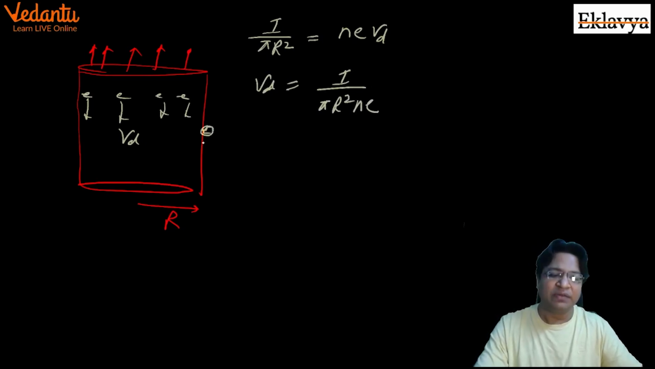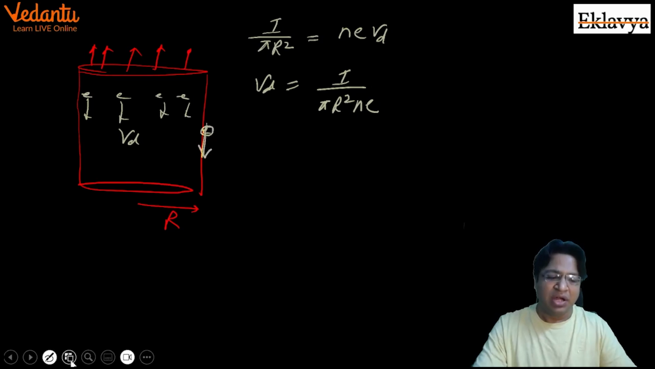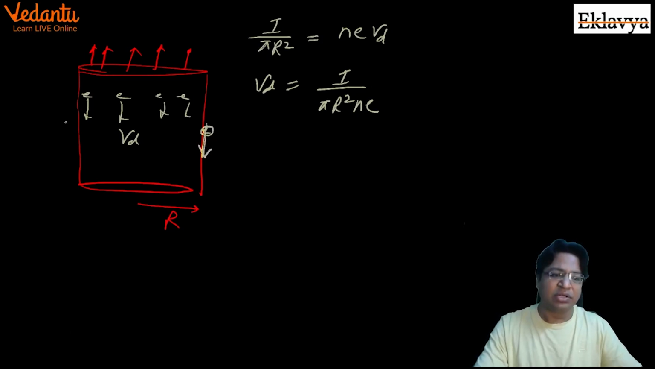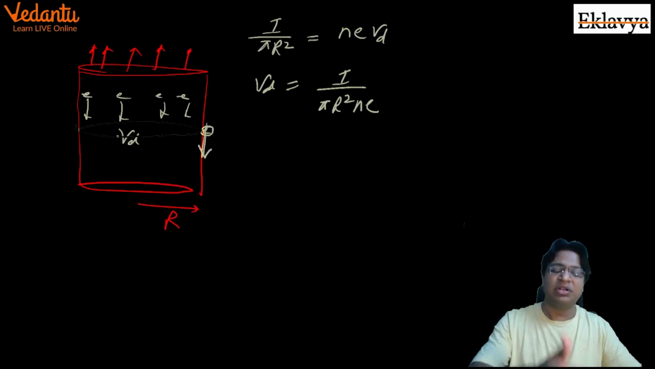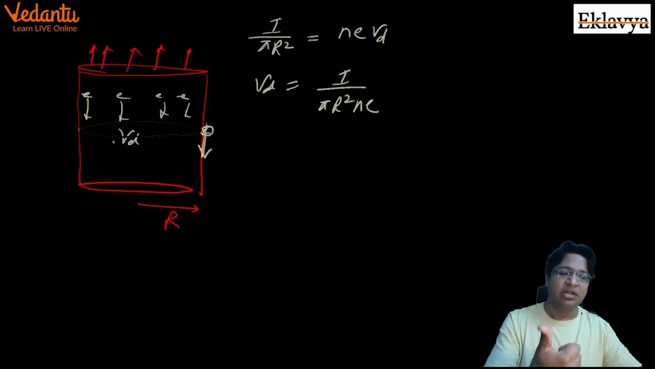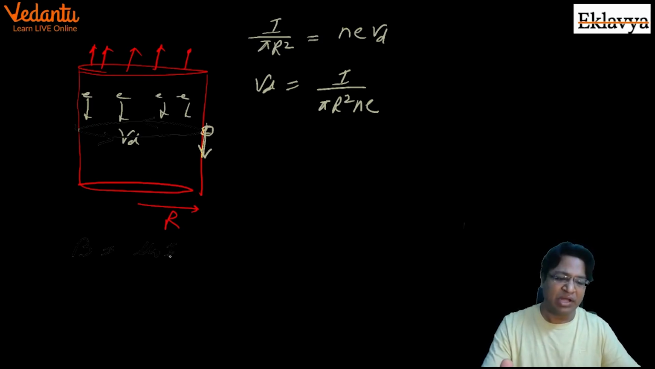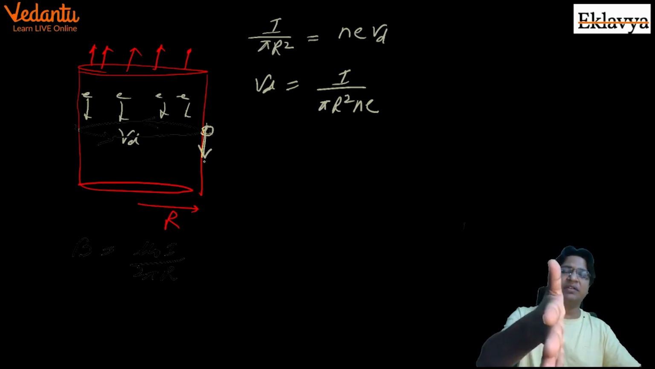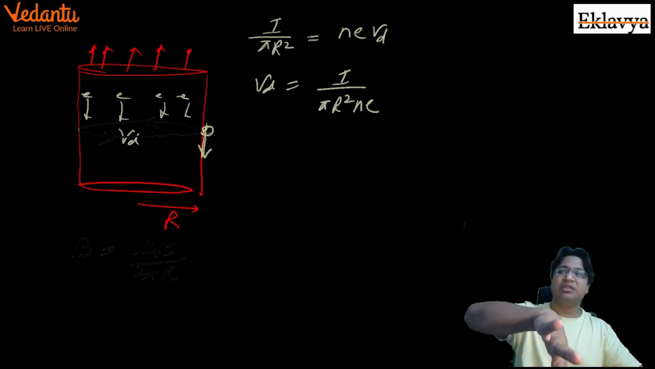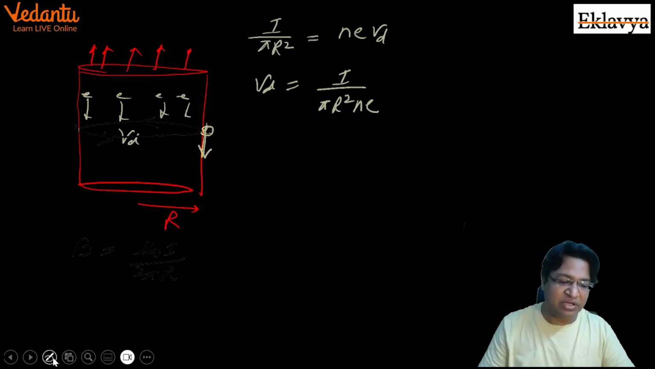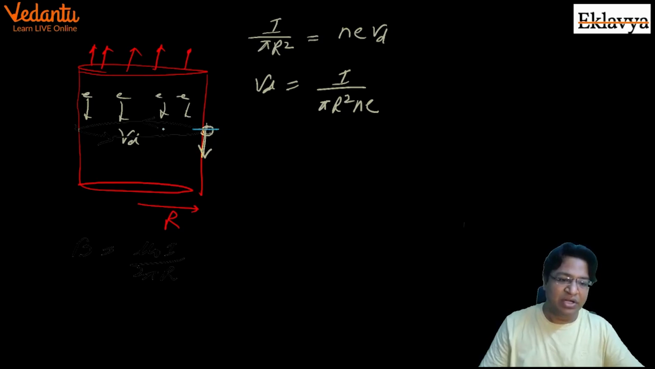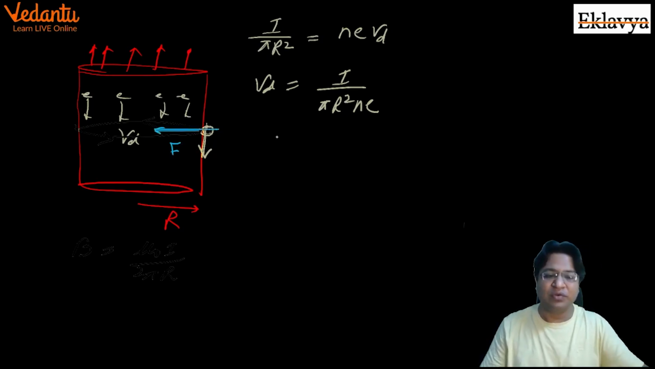Now consider an electron which is on the surface and which is drifting downwards. At this location, because the wire carries an upward current, the magnetic field would be like this, and this magnetic field would be given by mu naught I by 2 pi r. So the magnetic field at this location is inwards, velocity is downward. It's a negatively charged particle, so it will face a force towards the center.